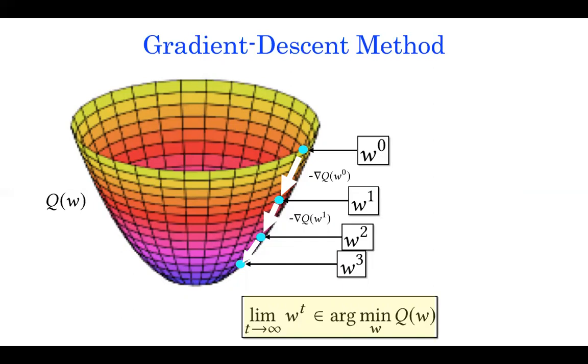And if the cost function is convex and the gradients are Lipschitz continuous, then we know that eventually you are going to compute a point that minimizes this cost function.